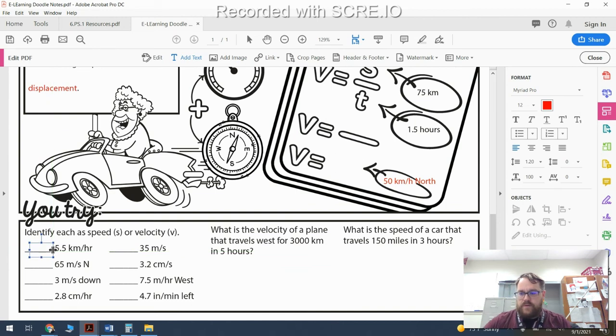So we're going to make this one the letter S for speed. This one says 65 meters per second north, N for north. That sounds like a vector to me because not only does it have a numerical value for speed, but it also has a direction. So on that one, we know that we've got ourselves velocity. Okay? So that's all you're doing in these blanks is you put an S or a V. If you think it's speed, you put an S. If you think it's velocity, you put a V. And then over here, you get your calculator out and you take displacement divided by time for velocity, and distance divided by time for speed.